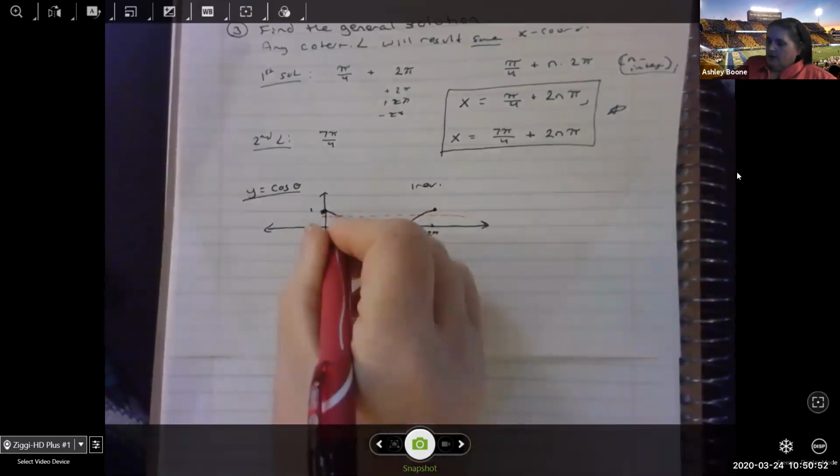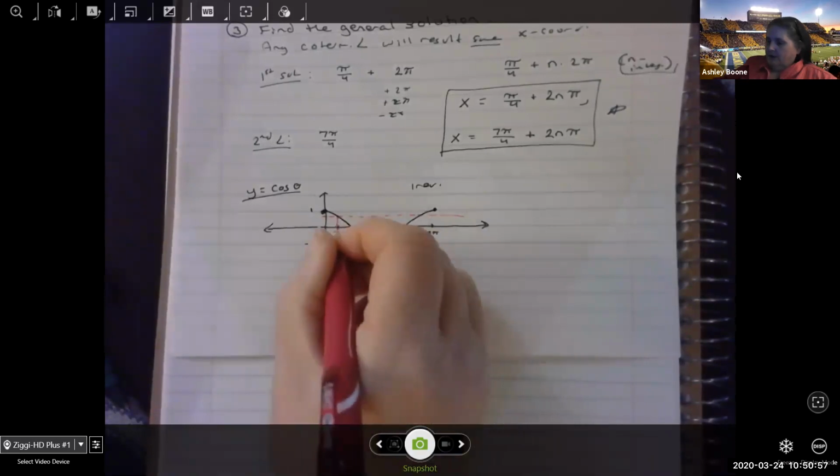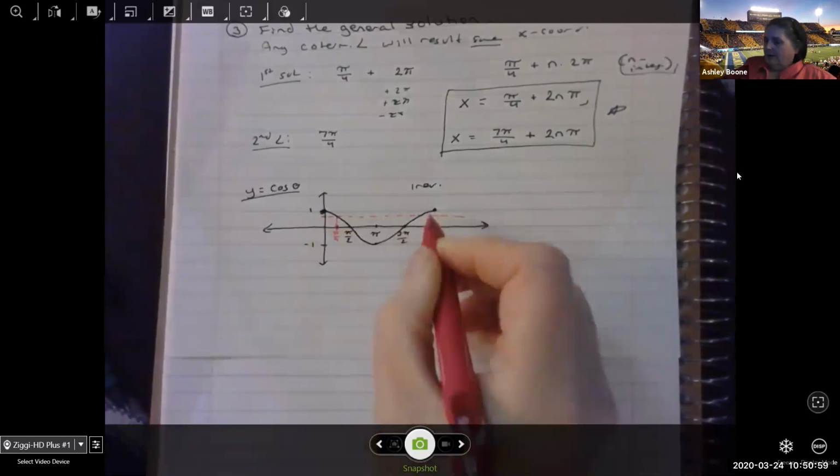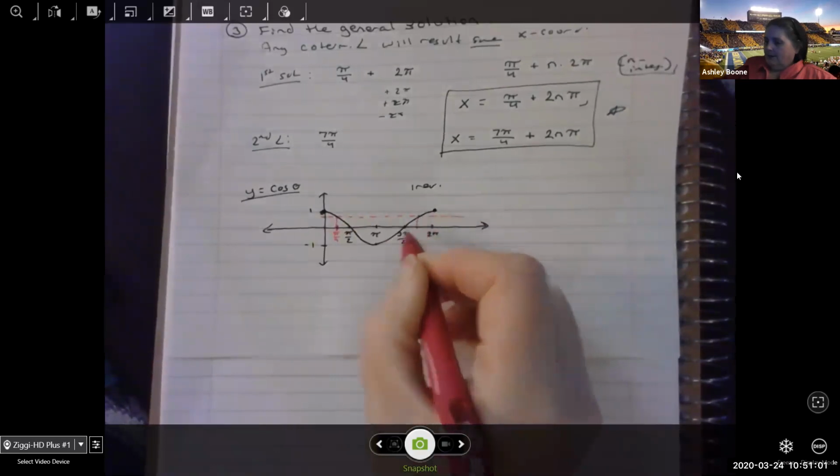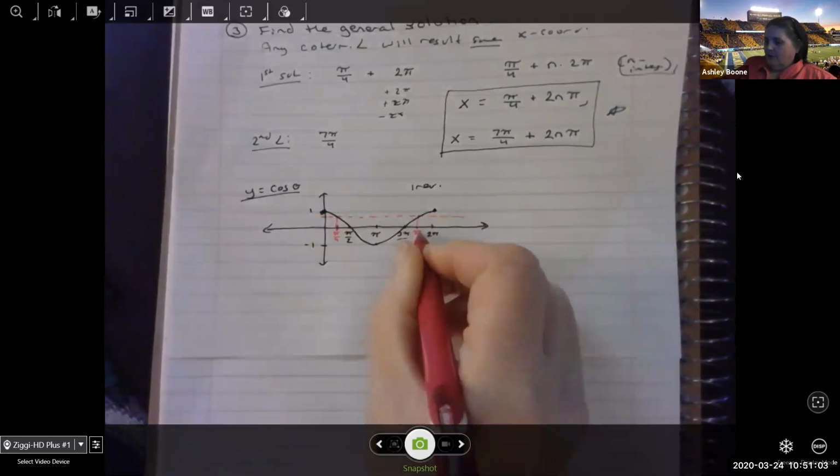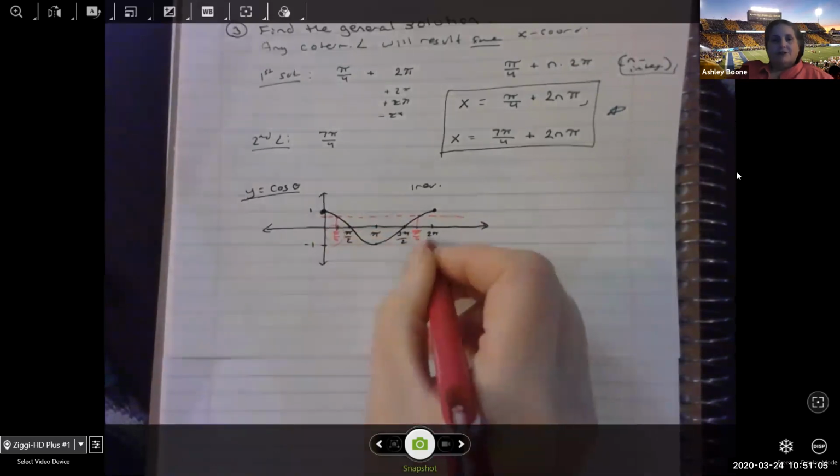Okay. So notice it's hitting right here. Oh, look at that. That's halfway between. That's pi over 4. And right here, okay, 7 pi over 4. Those are our general solutions.